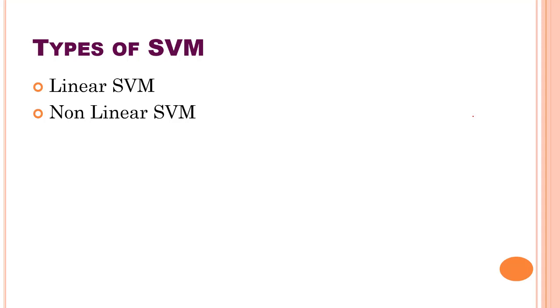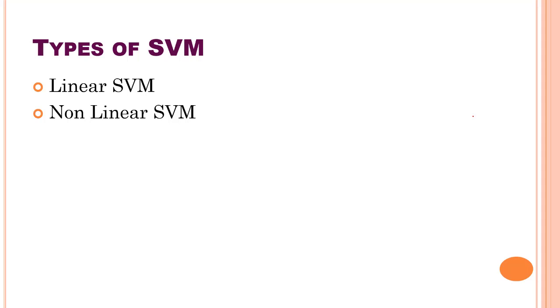Okay, so basically there are two types. The previous example that we have looked into is an example of linear SVM. Linear SVM is used for linearly separable data, which means if a data set can be classified into two classes by using a straight line, then such data is termed as linearly separable data.